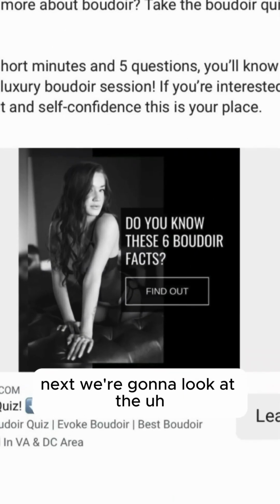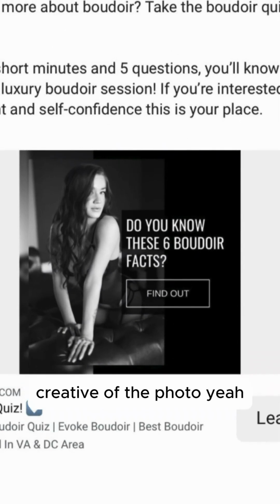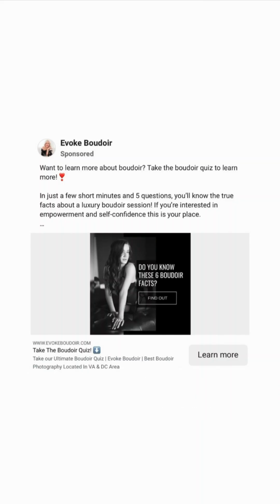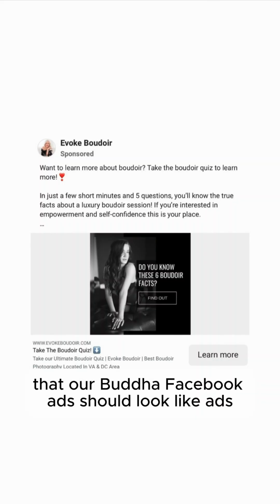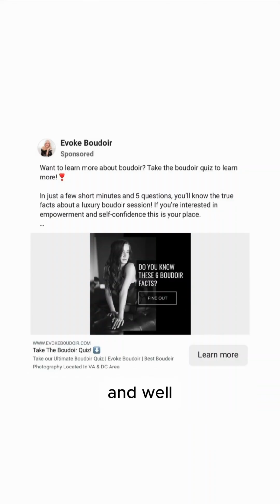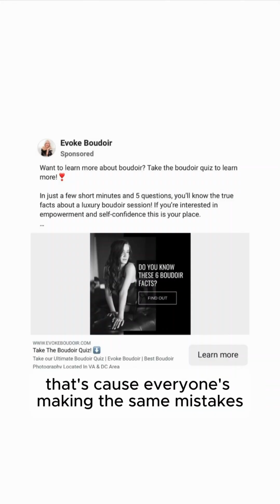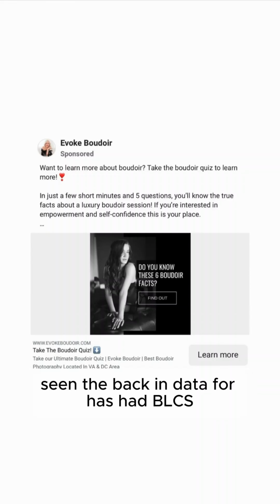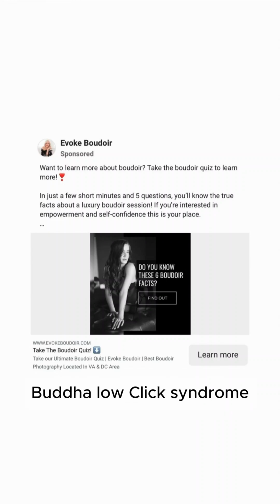Next, we're going to look at the creative, the photo. Yeah, this is the looks like an ad mistake. The false belief that causes us to make this mistake is that we actually believe that our Boudoir Facebook ads should look like ads, because that's the same with all the other Boudoir Facebook ads we've seen. And well, that's because everyone's making the same mistakes, which is why everyone that I've seen the backend data for has had BLCS, Boudoir low click syndrome.